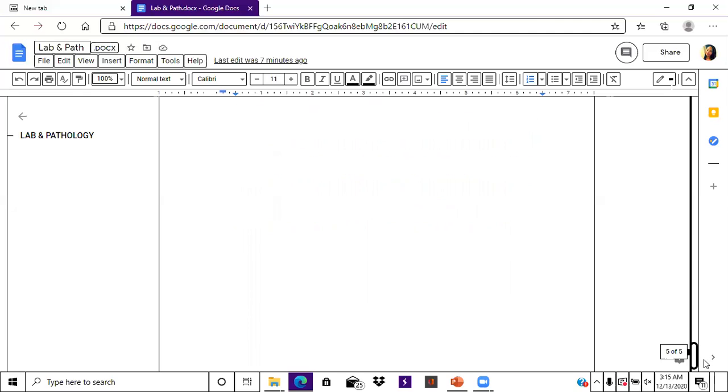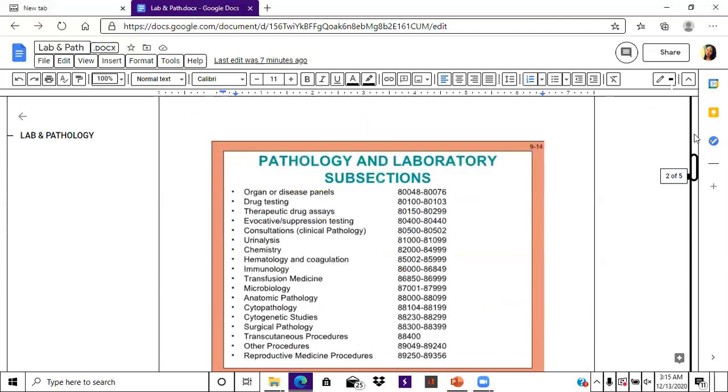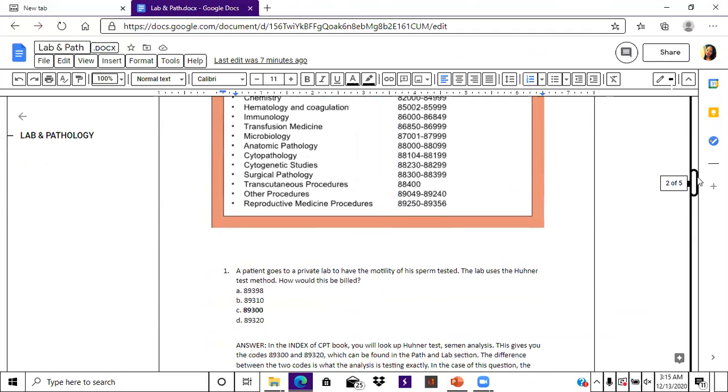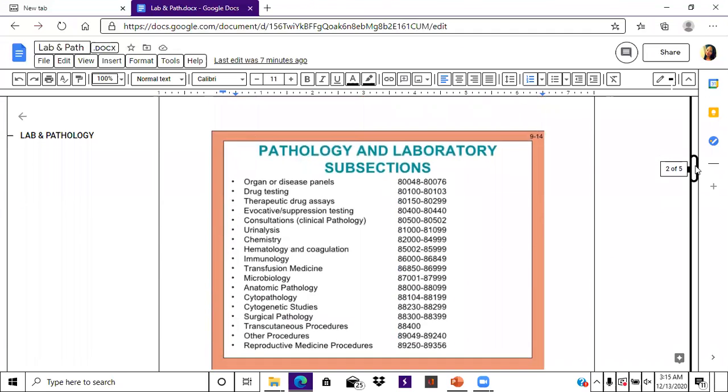So this is the end of the lab and path presentation. I'll go back to this and let you screenshot it, and this will help out a lot.